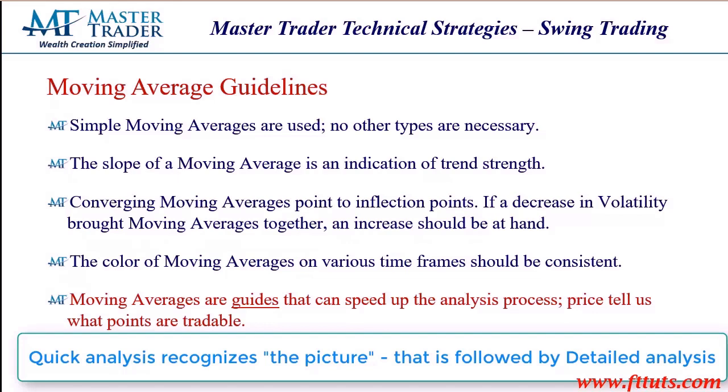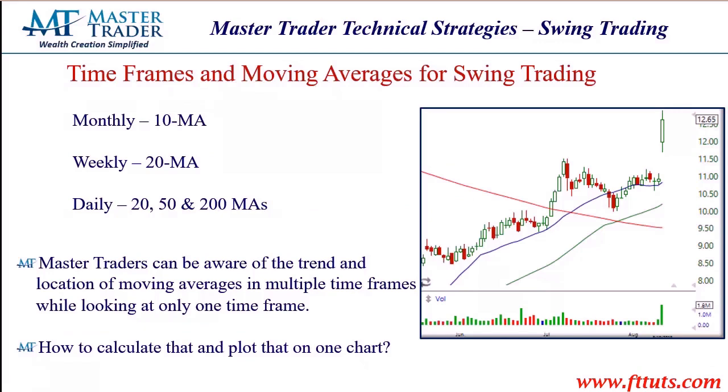We do some bar-by-bar analysis, and we then decide, is this an opportunity to place a trade? So the moving averages that we're going to use for swing trading, on the monthly MA, it's going to be a 10-period moving average. I'll explain why in a moment. On the weekly, we're going to use a 20-period moving average. And on the daily, we're going to use the 20, the 50, and the 200.